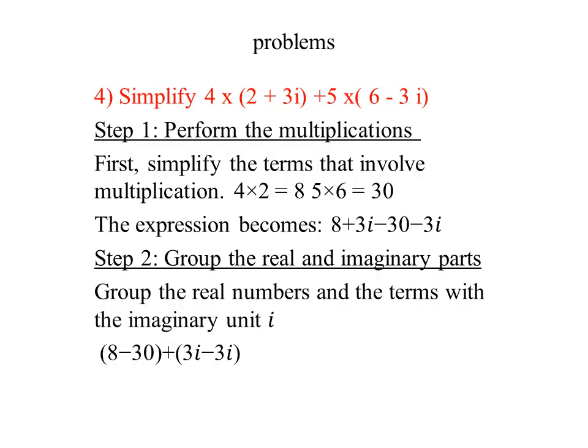Then expression becomes 8 plus 3i minus 30 minus 3i. In step 2 we group the real and imaginary parts, that is 8 minus 30 plus 3i minus 3i.